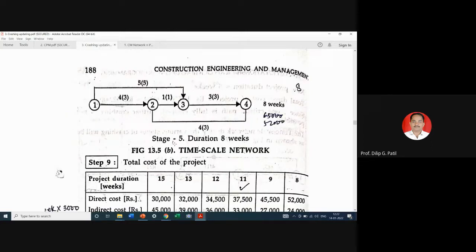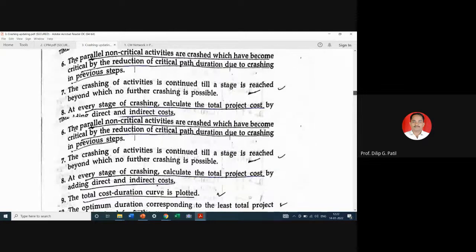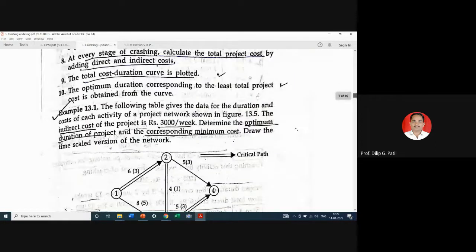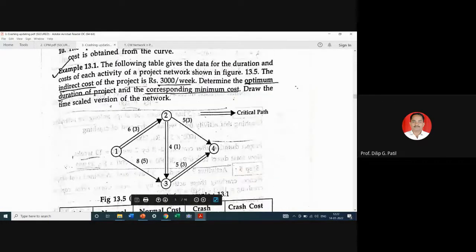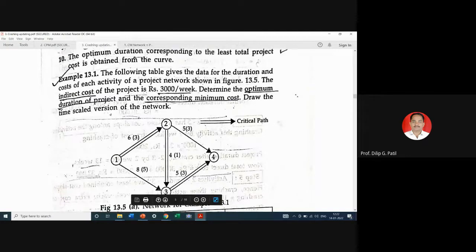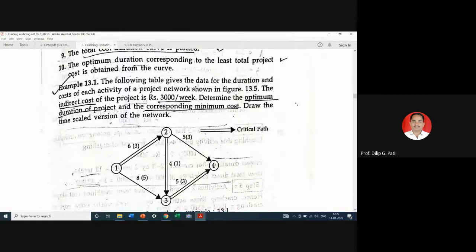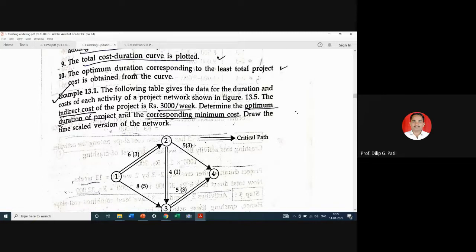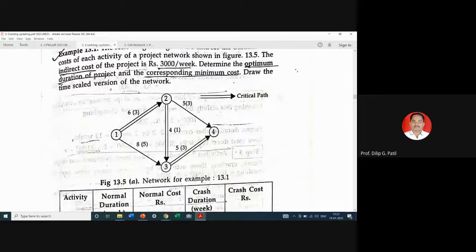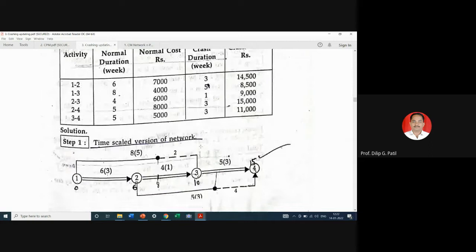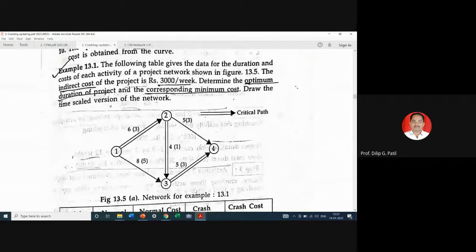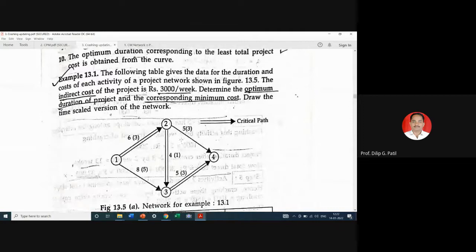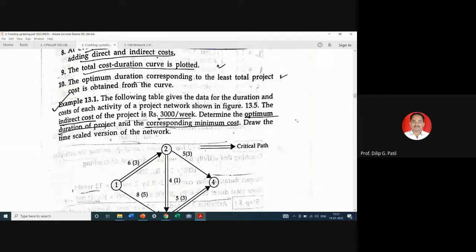Now we have to see how to do the crashing step by step. It will take more time and we can cover it in a particular separate session. Try to understand the relationship between direct and indirect cost, and then we can solve one numerical, and it may take about 1 or 2 hours more. Here in short I will explain, and then we will see how to solve this numerical step by step.